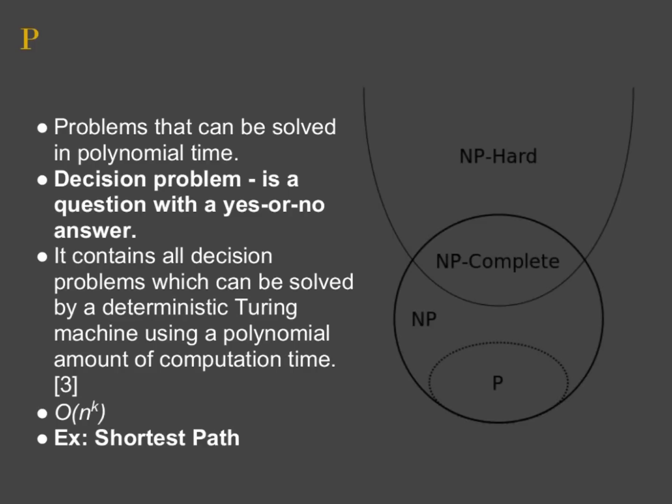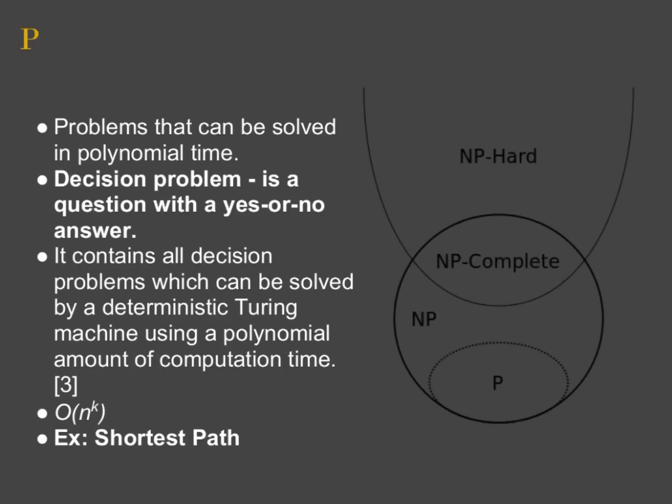So P contains all decision problems which can be solved by a deterministic Turing machine using a polynomial amount of computation time. Well, that's a whole bunch of CS lingo to say, hey, your problem can be solved, or somebody's found a way to solve this problem in polynomial time. So when I talk about polynomial time, I'm saying big O notation. So big O notation of n to the k. So n is some variable of the input size, and k is a constant in this case.